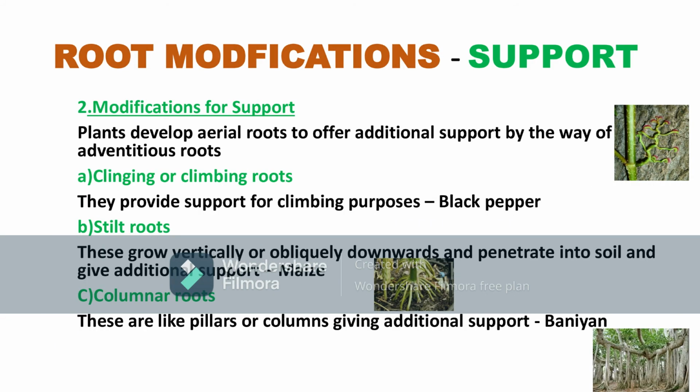Roots are modified for support. Aerial roots offer additional support. Clinging or climbing roots provide support for climbing. Example, black pepper. Stilt roots grow vertically or obliquely downwards and penetrate into the soil and give additional support to the main plant. Example, maize. Columnar roots are like pillars or columns giving additional support. Example, banyan tree.